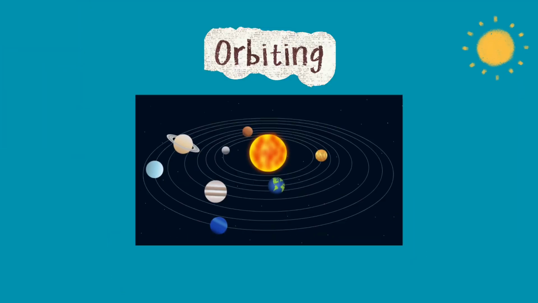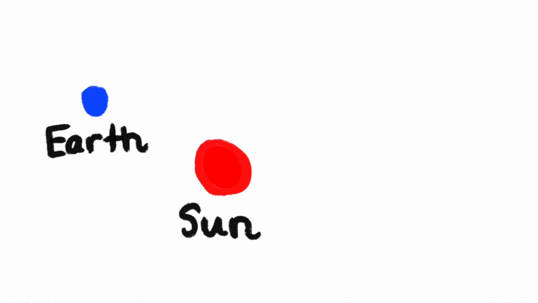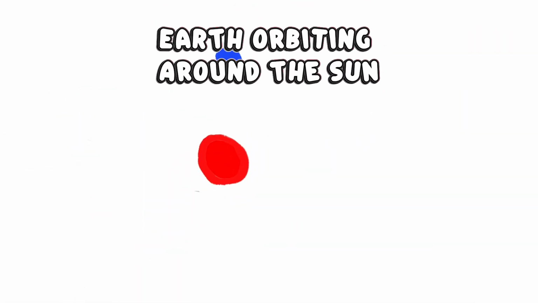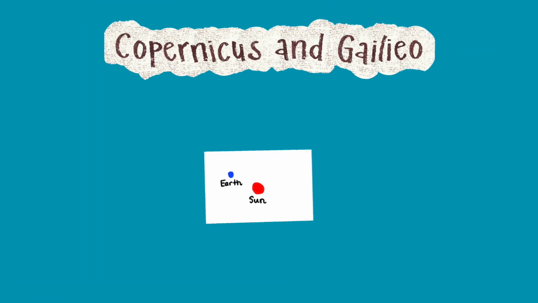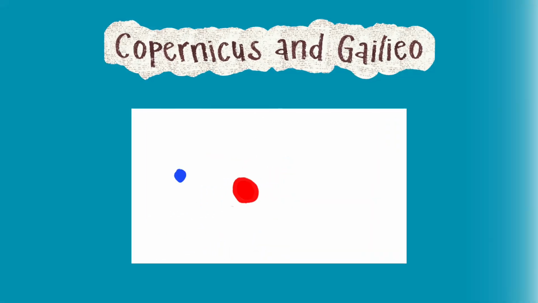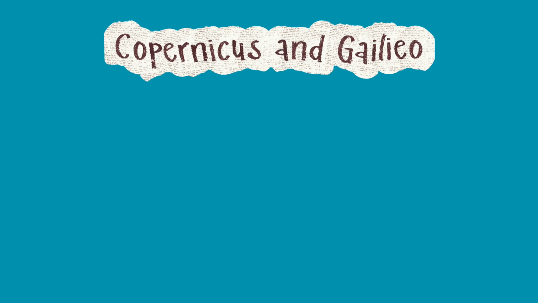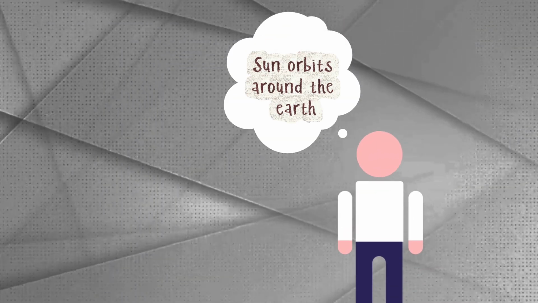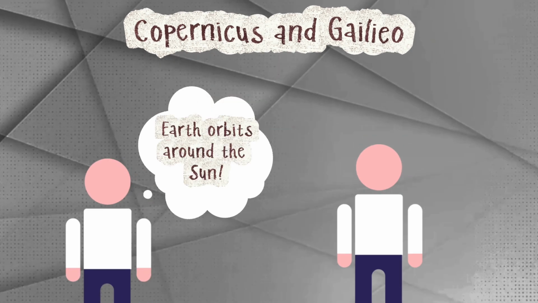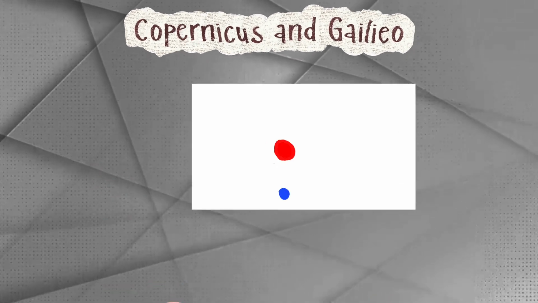He also figured out how orbiting works. Copernicus and Galileo were the first people to take advantage of this idea. At the time, most people thought the sun orbits around the Earth, when the real answer was the Earth orbits around the sun, proposed by Galileo and Copernicus.